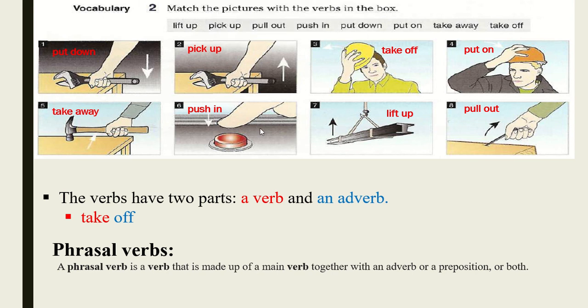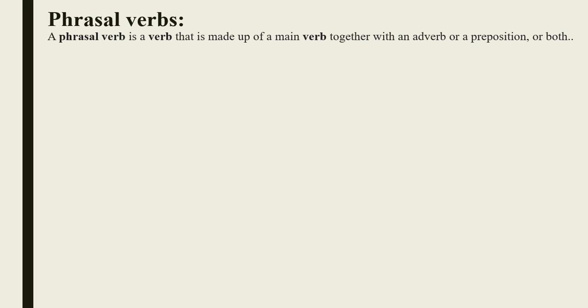Now, let's take a look at the word order of these phrasal verbs with noun and pronoun objects. Let's quickly go over what phrasal verbs are. Like we said, a phrasal verb is a verb that is made up of a main verb together with an adverb or a preposition or both.